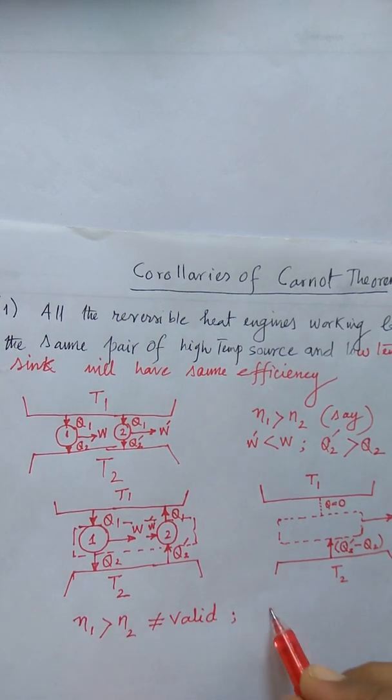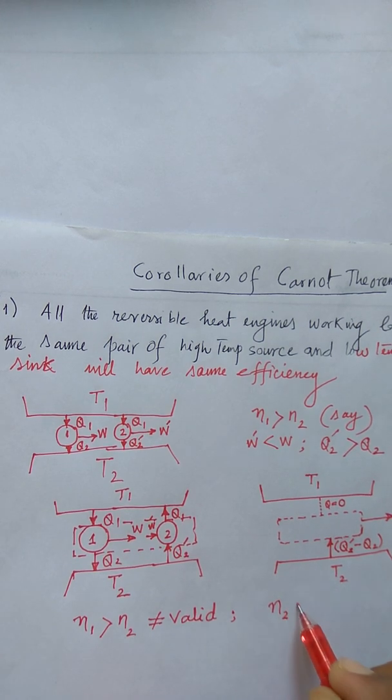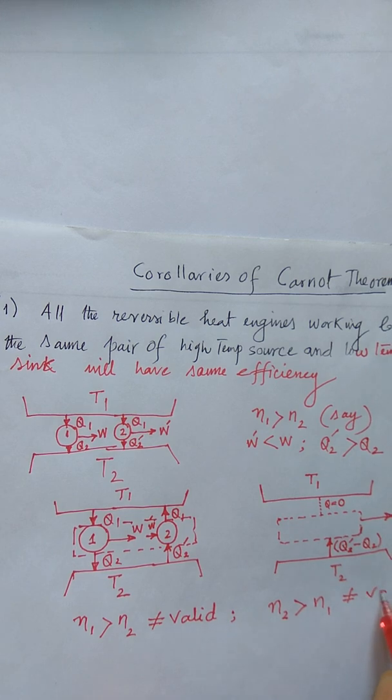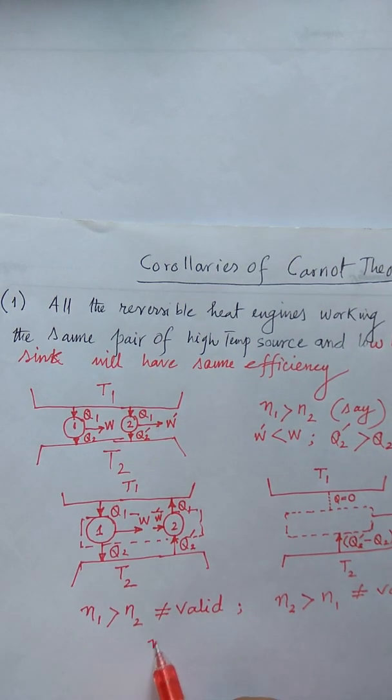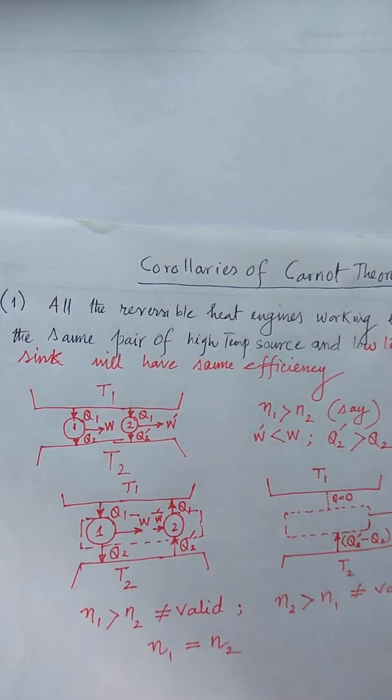In the same manner, you can prove eta 2 greater than eta 1 is not valid. So what is the possibility? Possibility is that eta 1 must be equal to eta 2. Okay.